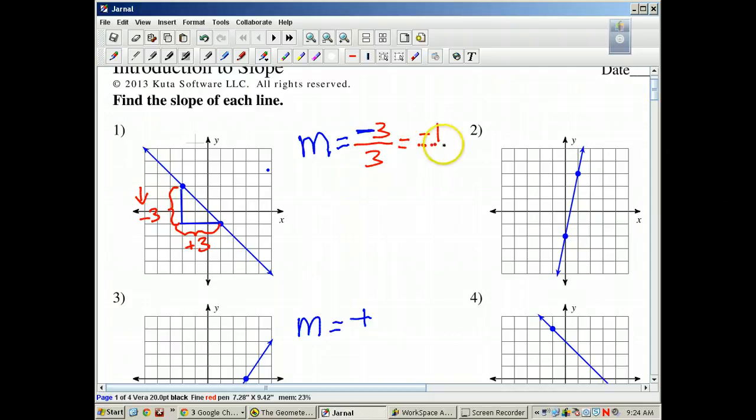Which means negative 1 is the same as negative 1 over 1, which means the smallest step we can take on this line is really, we could have gone down 1, right 1. We could have gone down and then right 1. We didn't really have to go down 3, right 3. So when it reduces, that tells us what the smallest step we could take is. All right, what about number 2?